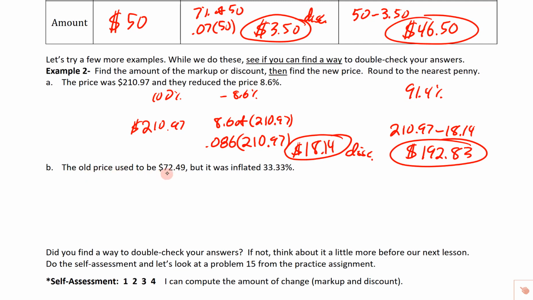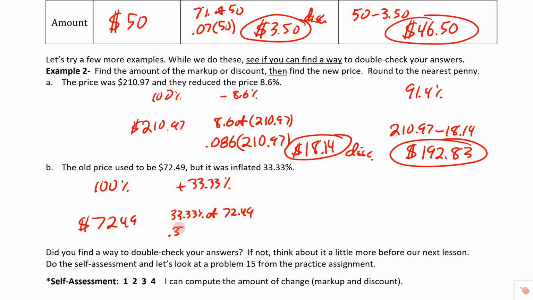It says the old price used to be $72.49, but it was inflated, so that meant it went up 33.3%. So it started off at 100%, which was $72.49. It got inflated, so we went up 33.33%. So we need to figure out how much it went up. Well, that's going to be 33.33% of that original price of $72.49.